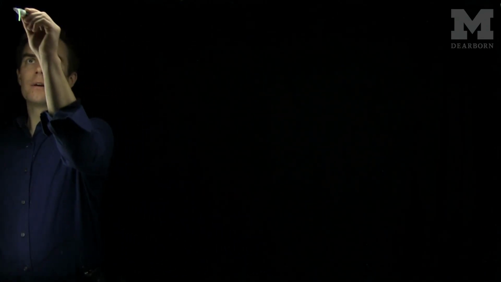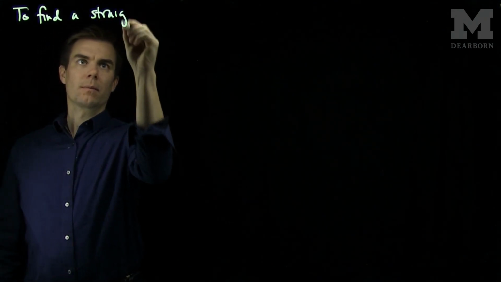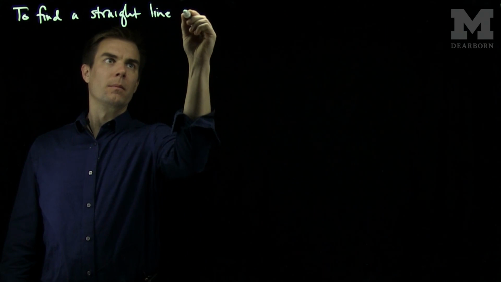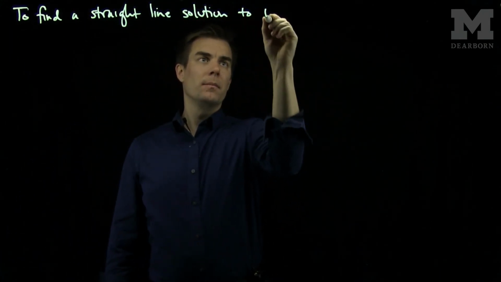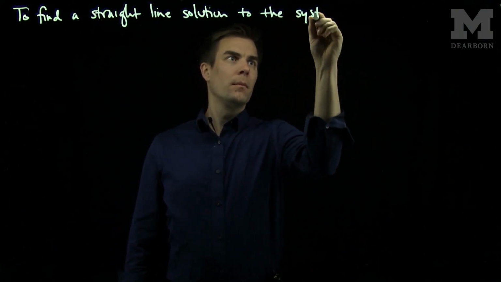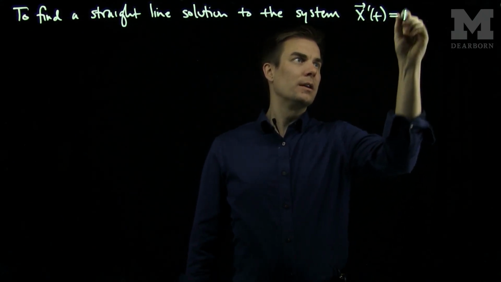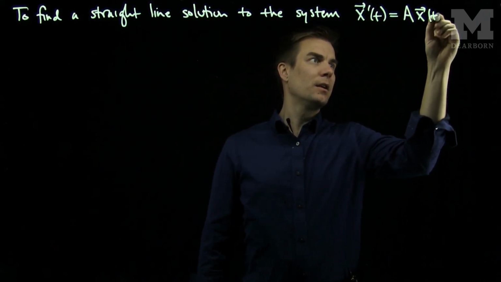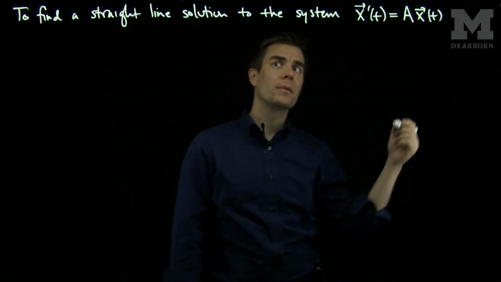Hello students, in this video we'll discuss how to use the eigenvalue method to find straight line solutions to dynamical systems. To find a straight line solution to the system x prime of t is A x of t, where here A will be an n by n matrix and x will be an n by 1 vector.